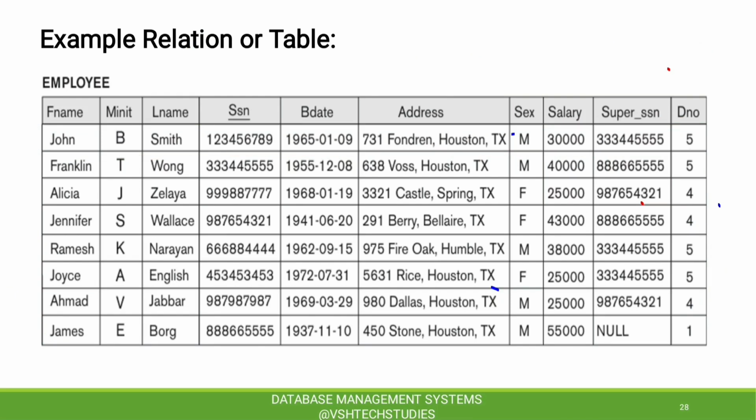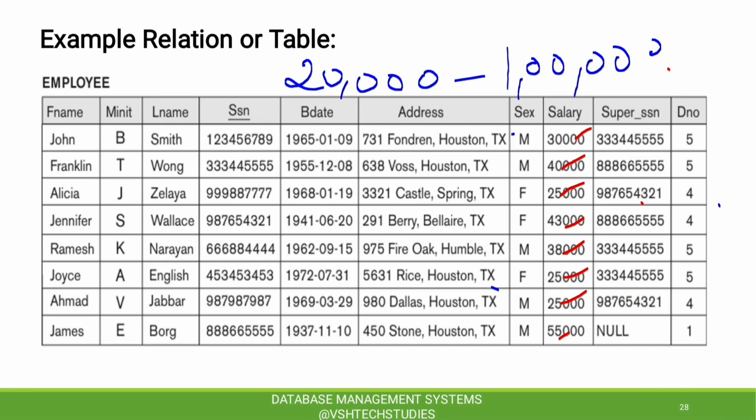Next, these are the different values stored for the salary attribute for different employees. Suppose the value here is restricted to be stored from 20,000 to 1 lakh. Then this 20,000 to 1 lakh becomes the domain for this attribute, that is salary.